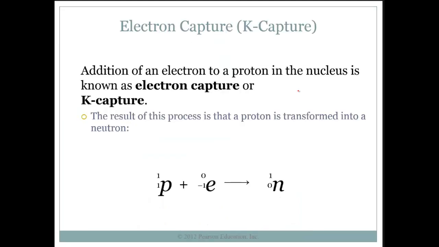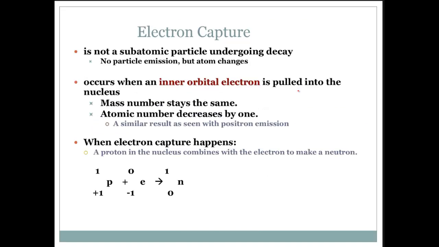Electron capture. Addition of an electron to a proton in the nucleus is known as electron capture, or K capture. The result of the process is that a proton is transformed into a neutron. This is not a subatomic particle undergoing decay. No particle is emitted, but the atom does change.